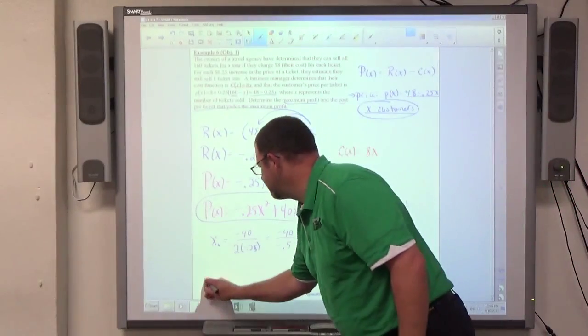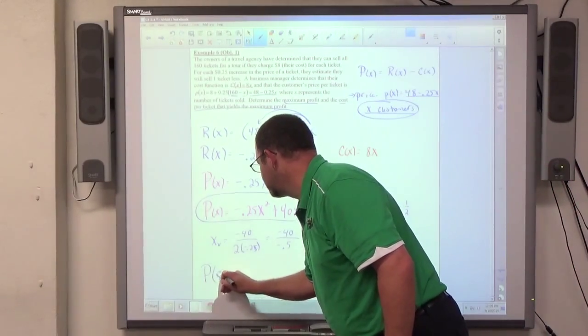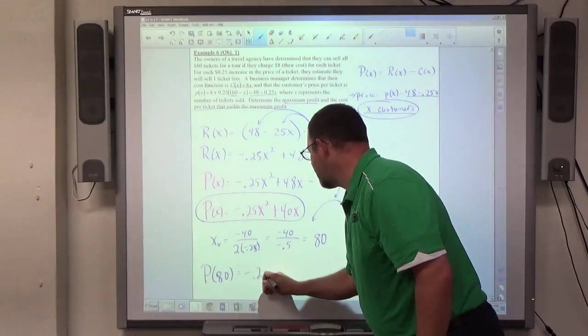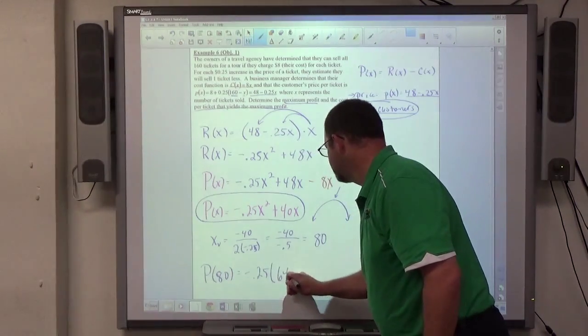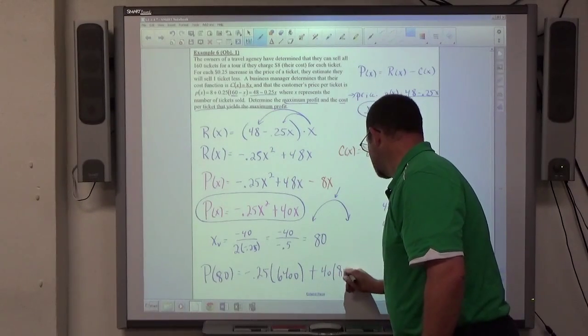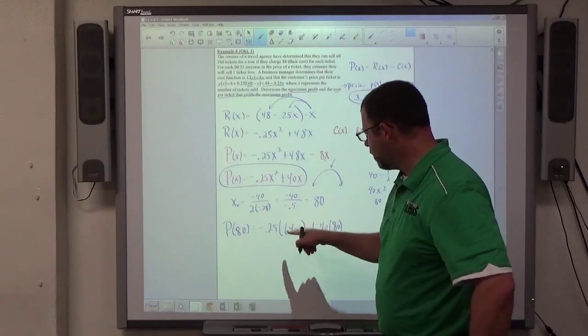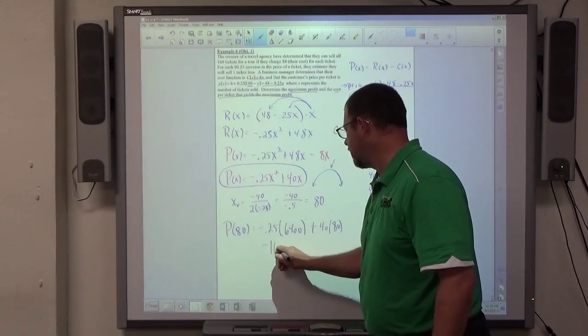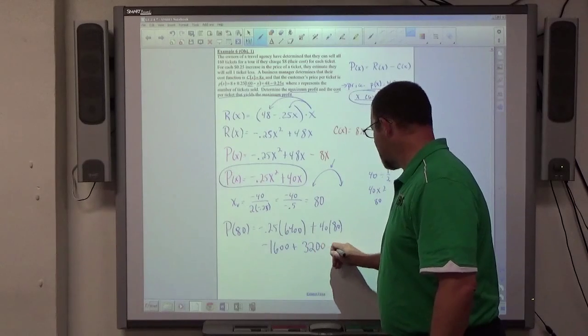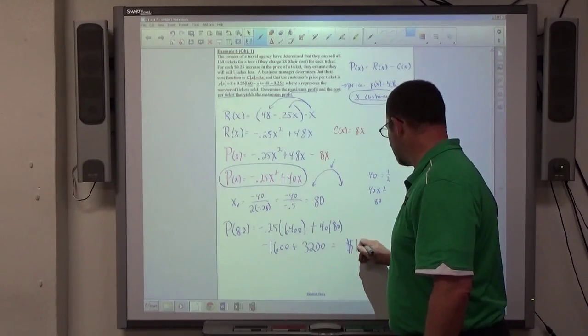P of x, P of 80, this is big P of 80, is going to be negative 0.25 times 80 squared plus 40 times 80. Negative 1/4 times 6,400 is negative 1,600. 40 times 80 is 3,200. Add them up, we get a maximum profit of $1,600.